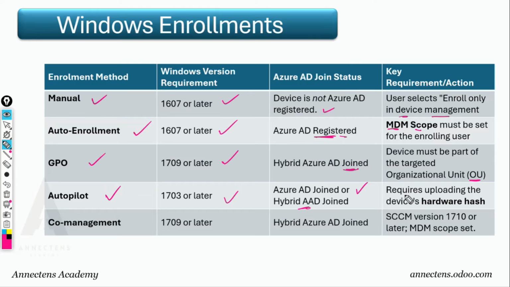So Autopilot, where we require machines to be either Azure AD joined or hybrid AD joined. Here, to upload the device entry we require a hardware hash, and the hardware hash, through a PowerShell, we can extract that hardware hash from a device, and then we can upload that in our portal. Then co-management requires 1703, and we require machines to be hybrid AD joined, the SCCM version to be the latest, and MDM scope to be set. So that is all about Windows enrollment.